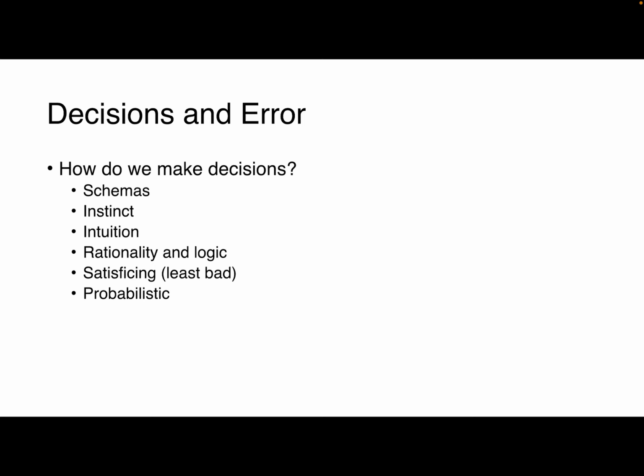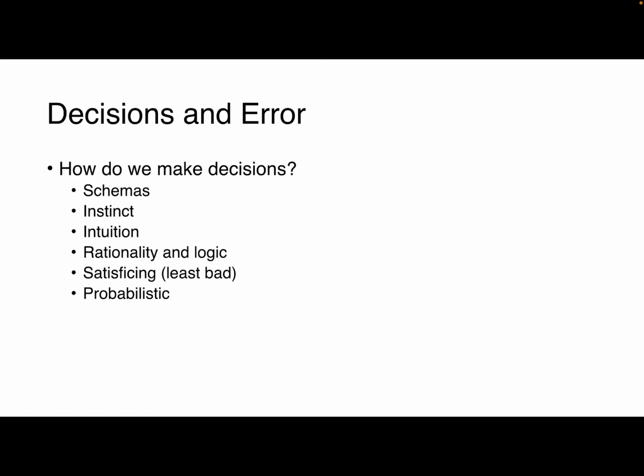So decisions and error. How do we make decisions? Well, actually, after the midterm, we'll get into some of the specifics about decision making, but fundamentally, we have some methods or tools that we use. So schemas we've talked about. These are your arrangements of memories and things like that. Instinct. We've all made decisions based off of something like that. Intuition. And these are kind of vague, squishy terms, so interpret them how you will. But sometimes we have just kind of a sense of what to do.